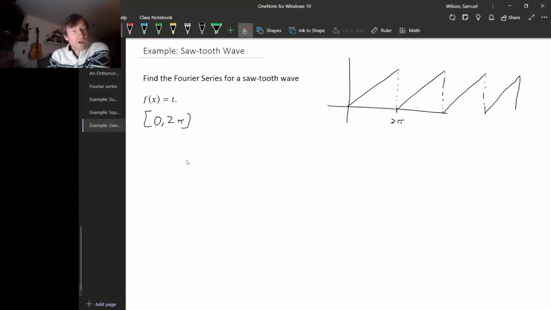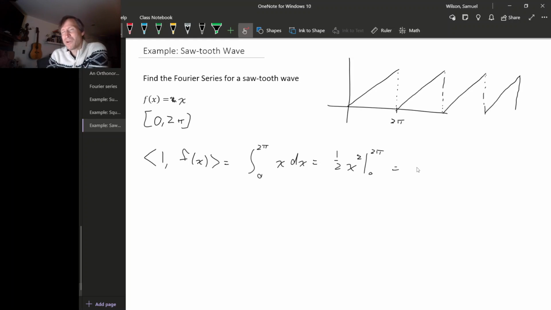So let's go ahead and calculate the Fourier series just by calculating the coefficients by doing all of these inner products. So let's do the one for 1. Take the inner product of 1 and f of x. So f of x is just, oh, I should use an x, not a t. f of x is just x, so this is the integral from 0 to 2 pi of x. So that's 1/2 x squared from 0 to 2 pi. So that's going to be, what, 2 pi squared, something like that. Not something like that, that exactly.